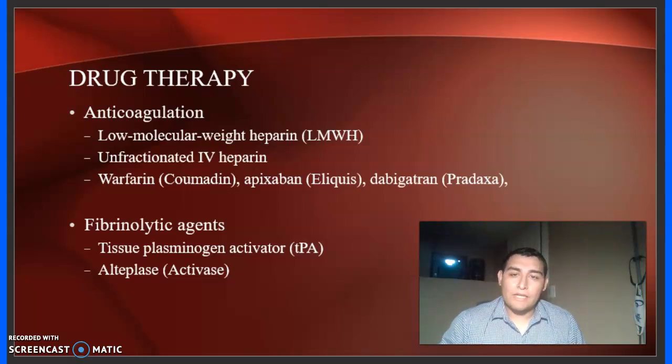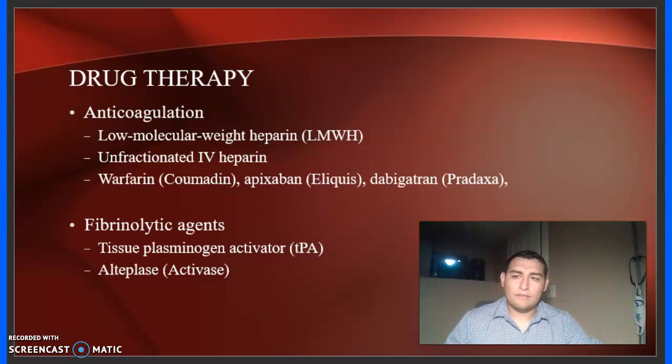Now, with our oral medications such as warfarin, apixaban, and dabigatran, warfarin will need some constant monitoring to ensure there's a safe therapeutic level for this. However, with the apixaban and dabigatran, you have a little bit more freedom, and so patients should be aware of that. With the fibrinolytic agents, you have the TPA, the alteplase. However, these are less commonly used within the hospitals, but they have the potential to be.